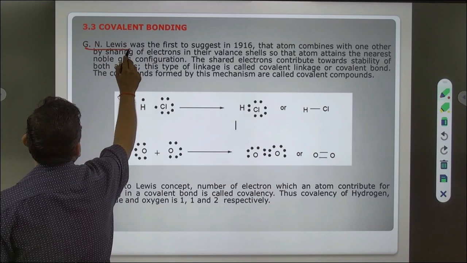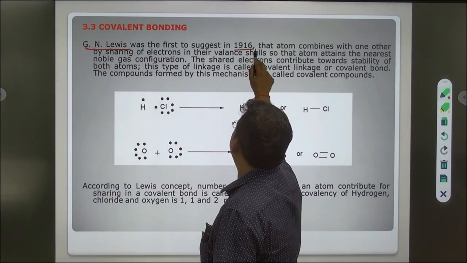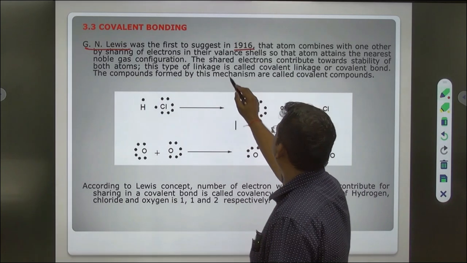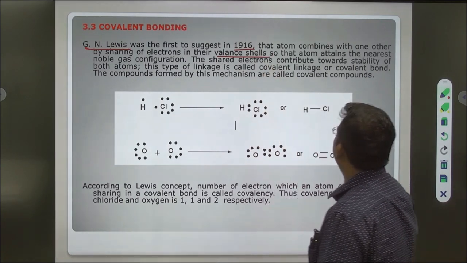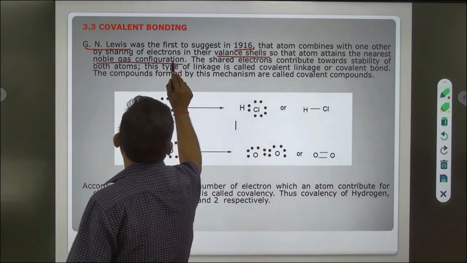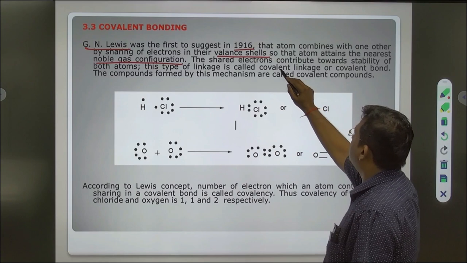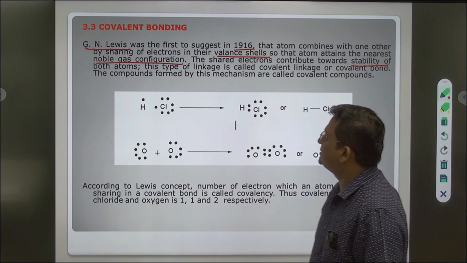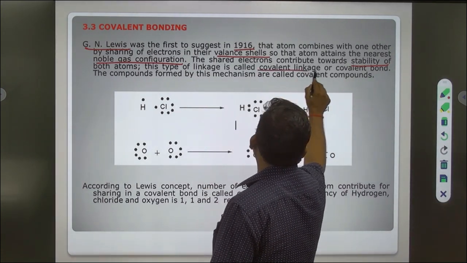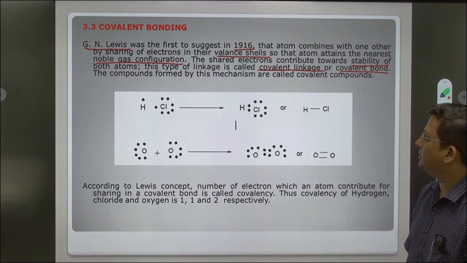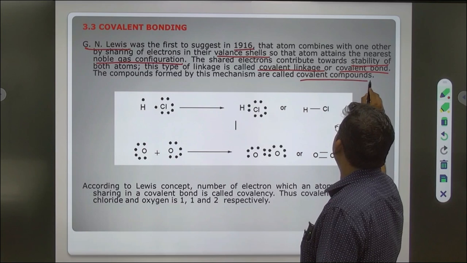G. N. Lewis was the first to suggest in 1916 that atoms combine with one another by sharing of electrons in their valence shell. So the atom attains the nearest noble gas configuration. The shared electrons contribute towards stability of both atoms. This type of linkage is called covalent linkage or covalent bond. The compounds formed by this mechanism are called covalent compounds.